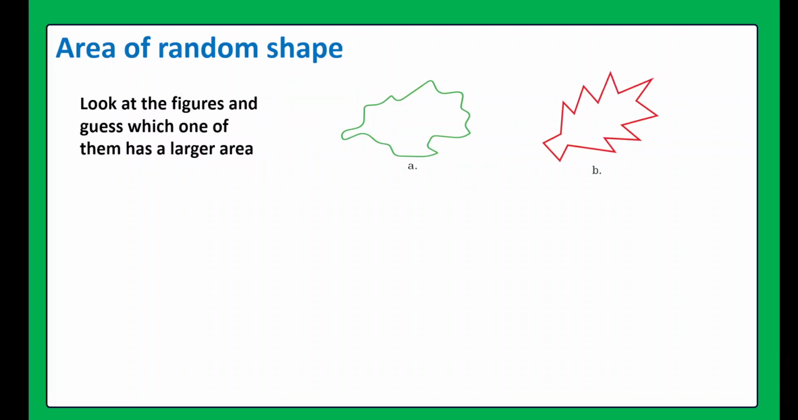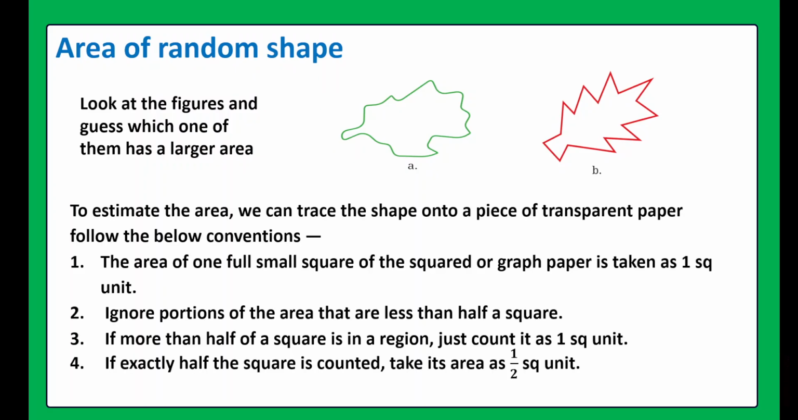Area of random shape. Look at the figures and guess which one of them has a larger area. These two pictures are random. To estimate the area, we can trace the shape onto a piece of paper and follow the below conventions.